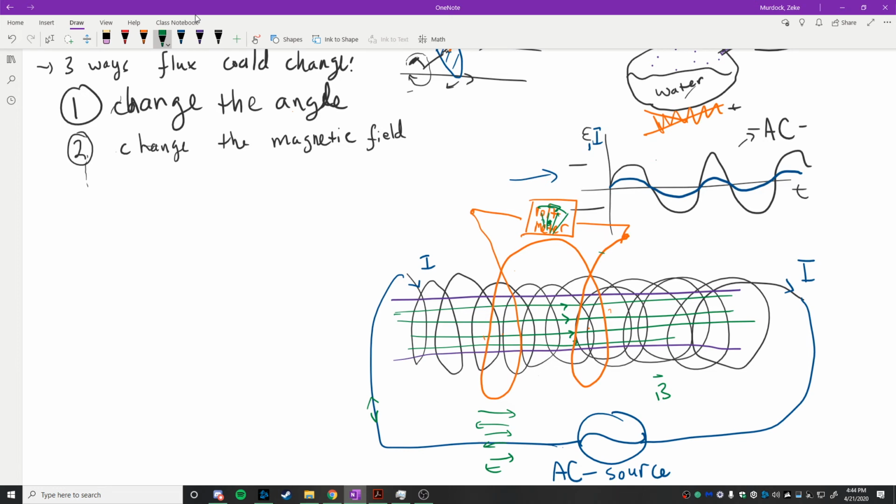This is how it works. If any of you have an electric toothbrush, this is how it works. It works through this principle of Faraday's Law, and the whole process is called induction. So that's an example of how you can change the magnetic field, okay?